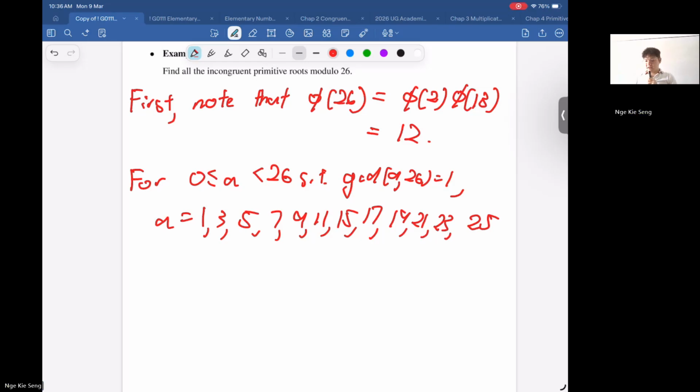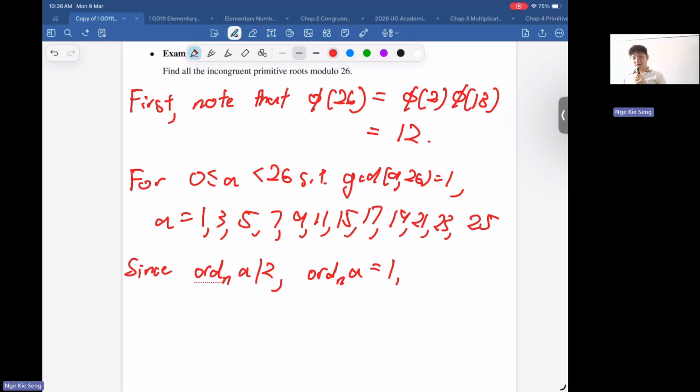Okay. But then how many orders do you need to check? I mean, how many powers do you need to check to confirm the order of a? Also quite a few. Because phi of 26 is 12. So there are a few divisors going on here. So you need to check like 1, 2, 3, 4, 6 before you go to 12. Okay, before 12. 6 times you check.